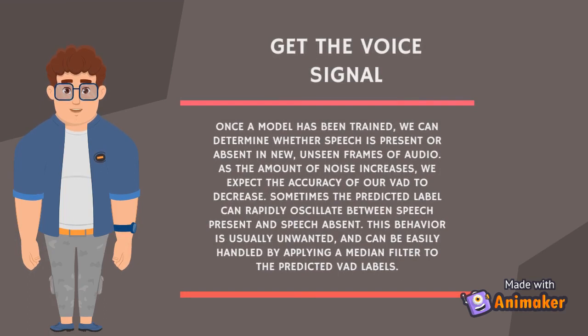As the amount of noise increases, we expect the accuracy of our VOD to decrease. Sometimes the predicted label can rapidly oscillate between speech present and speech absent. This behavior is usually unwanted, and can be easily handled by applying a median filter to the predicted VOD labels.